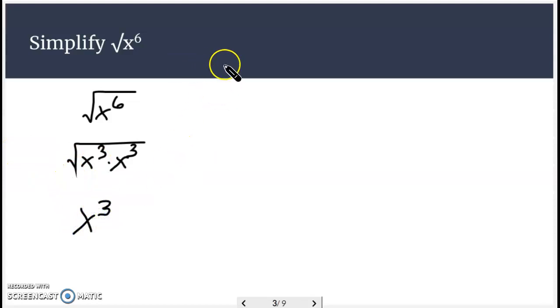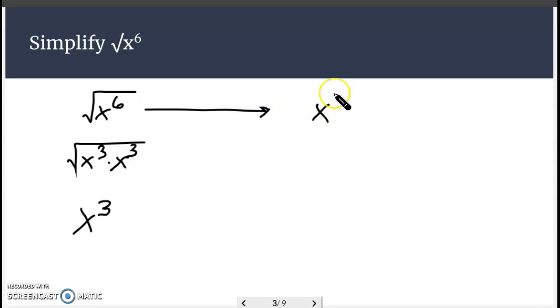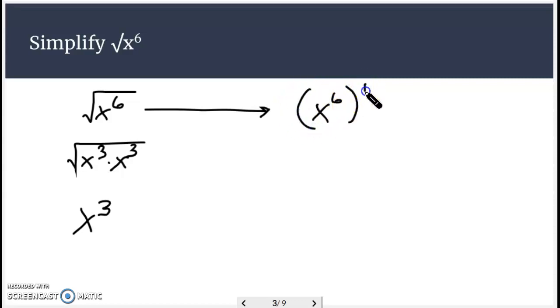Another way to look at this is anytime you have a radical, you're really raising it to the 1/2 power. Square root means raised to the 1/2 power. And here we have power of a power. 6 times a half is x to the 3rd. That might be a little bit simpler to think about, but anytime you have a square root, think of it as raising something to the 1/2 power.